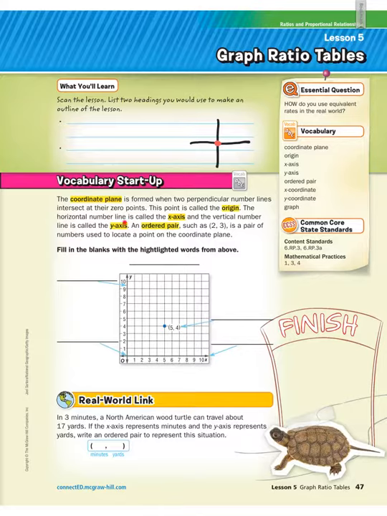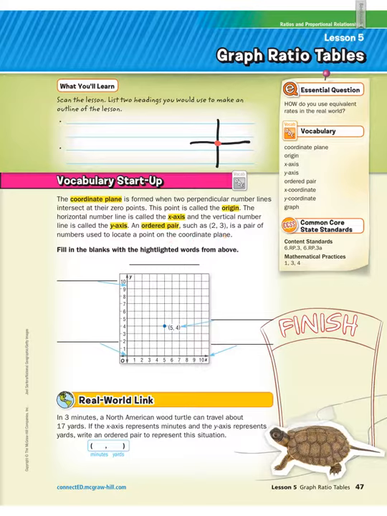The horizontal number line is called the x-axis. Remember, horizontal goes this way. That's the x-axis. And the vertical number line is called the y-axis. Vertical is this way, so that's the y-axis. An ordered pair, such as 2, 3, is a pair of numbers used to locate a point on the coordinate plane.